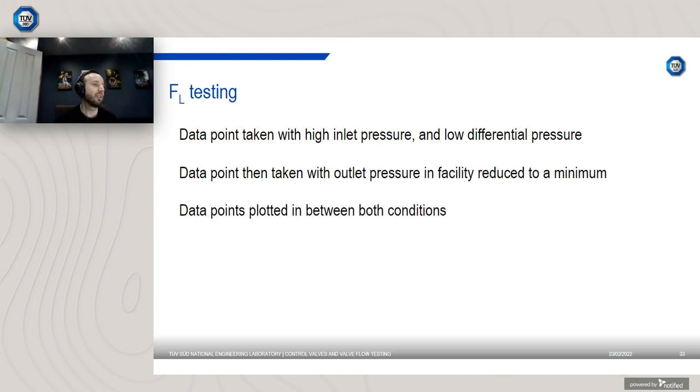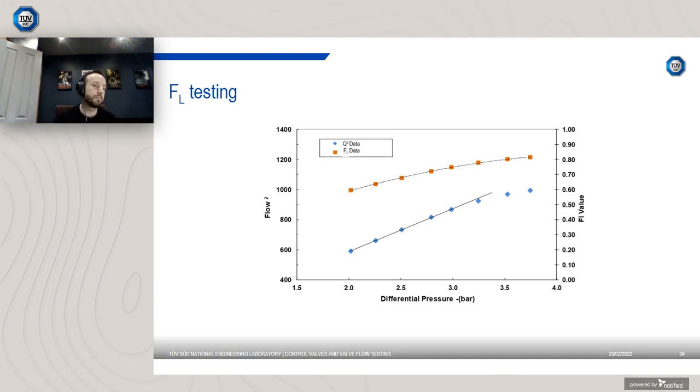We then want to take a data point with the outlet pressure in the facility reduced to a minimum. So what do I mean by this? We're trying to induce as much cavitation as possible. So this is one of the rare instances where we actually want to induce cavitation. We're trying to choke the flow as much as possible. And then once we have these two extremes, we can plot data points in between both conditions. And once you've done that, you can produce a chart that looks like this.